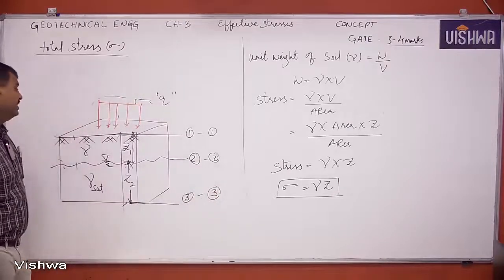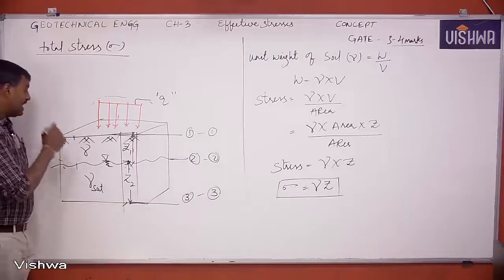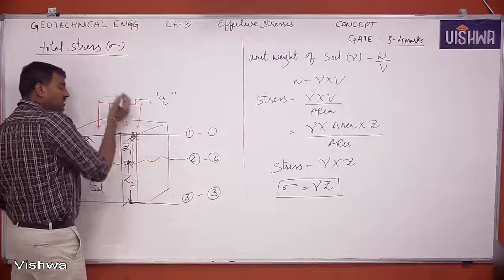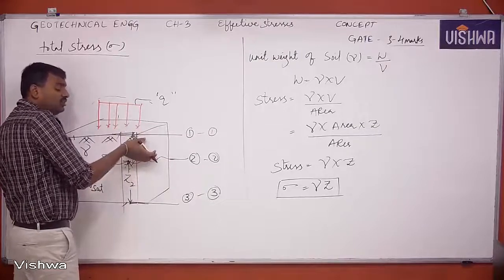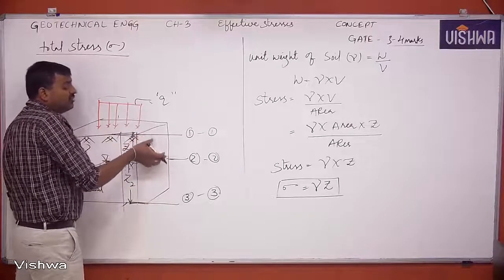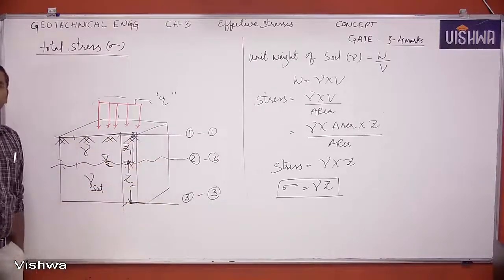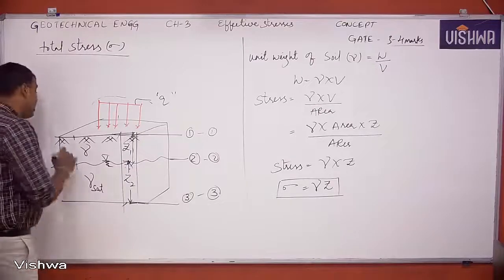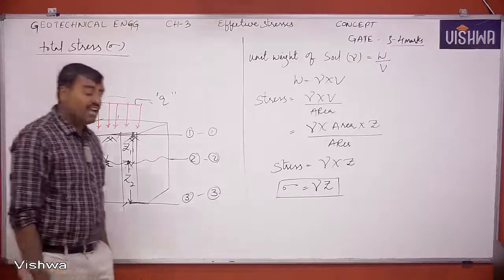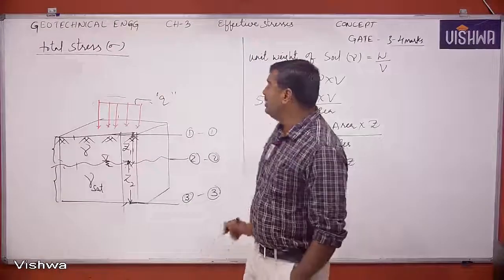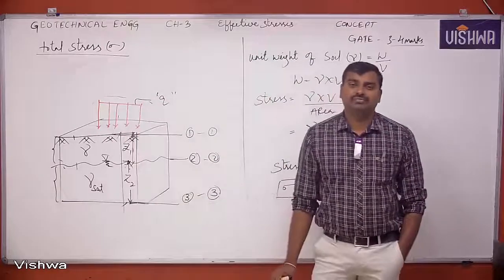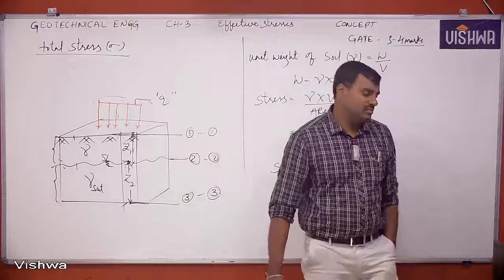Now you can see what we get. While calculating stress at 1-1, it is the surcharge. At 2-2, surcharge plus stress due to the top layer. At 3-3, surcharge plus stress due to the top layer plus stress due to the bottom layer all together. So it is a cumulative of stresses. We do cumulative of stresses from top to bottom in total stress calculation. Yes, this is about total stress.